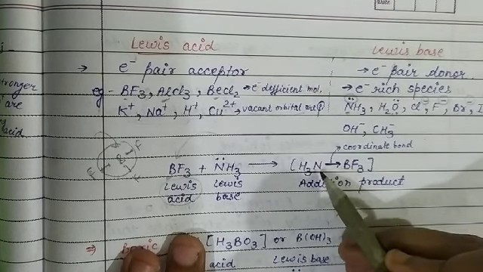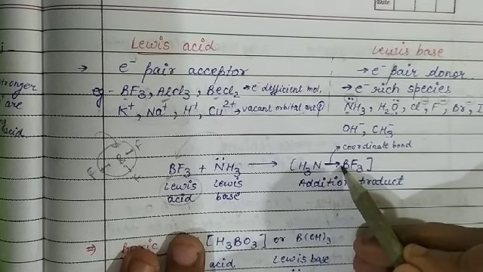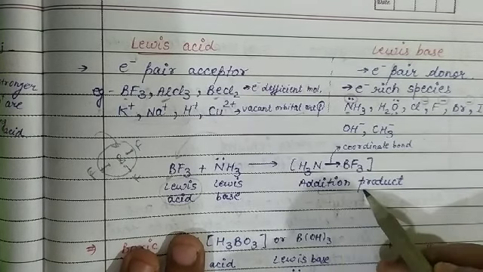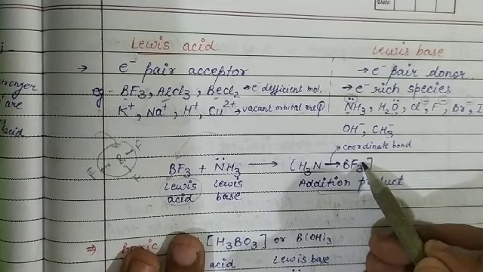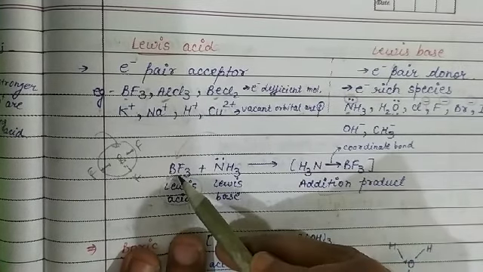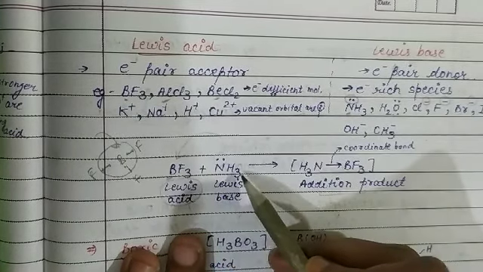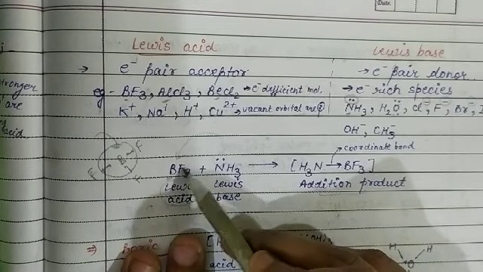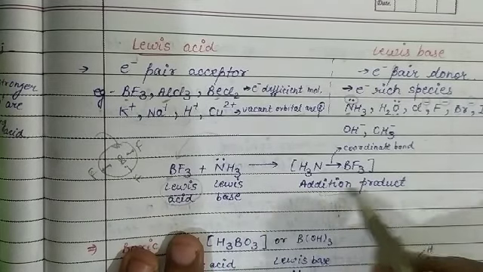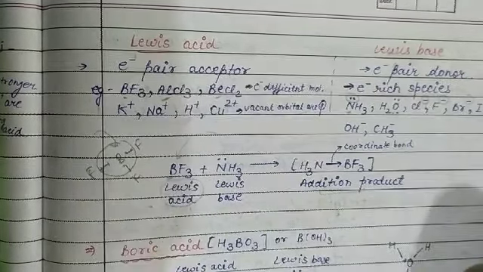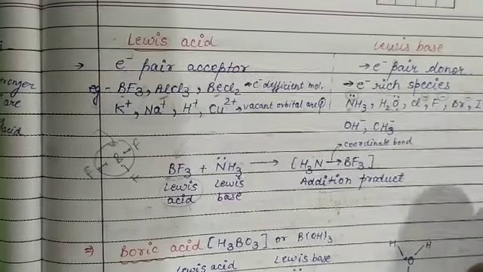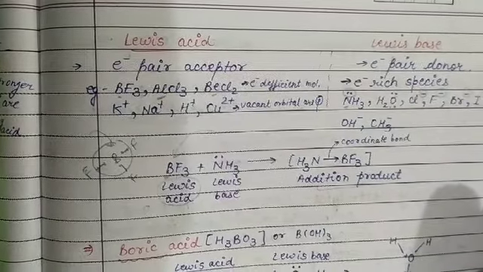So the direction of the coordinate bond is from donor to acceptor, and it forms this addition product. So there is formation of a coordinate bond. BF3 is a Lewis acid and NH3 is a Lewis base. After formation of the coordinate bond, it forms this addition product. Now, one important question based on it: we will discuss boric acid.